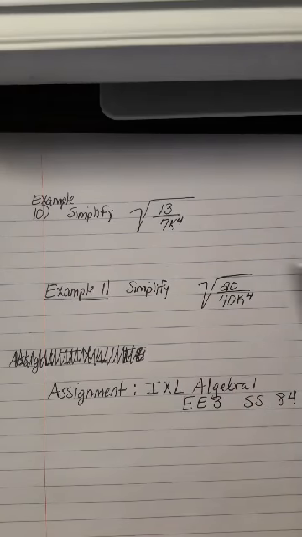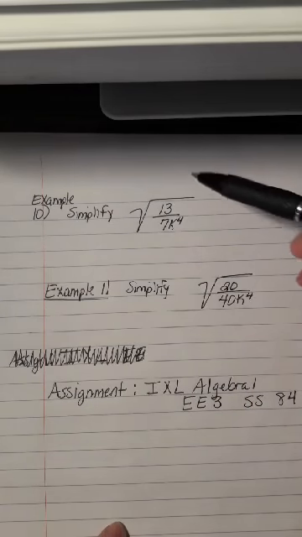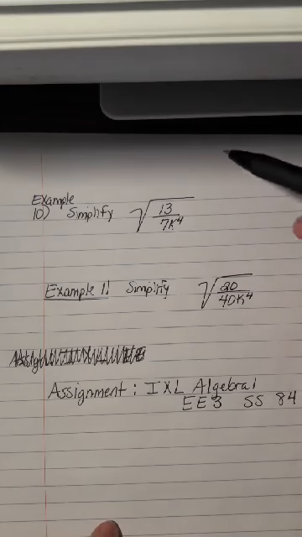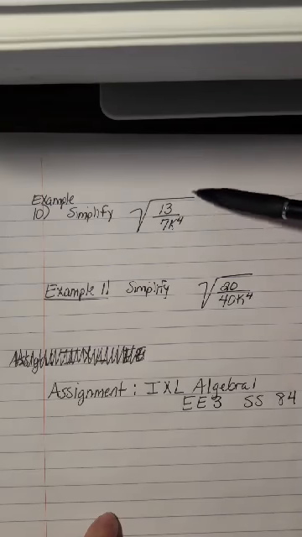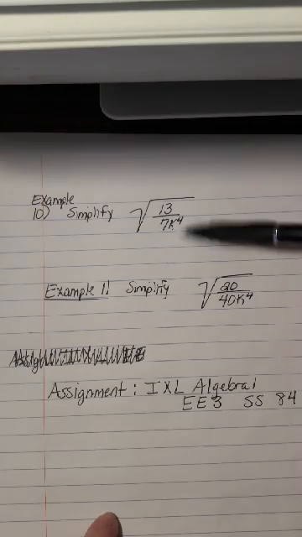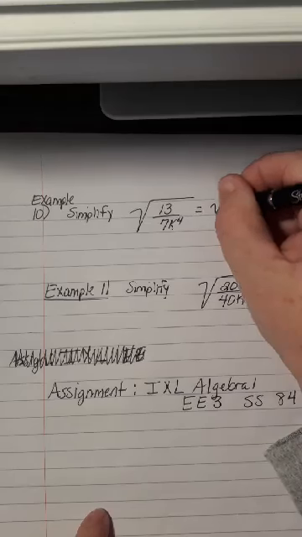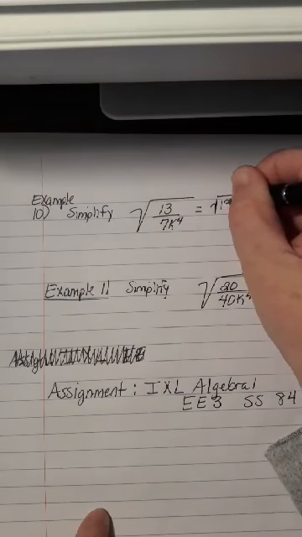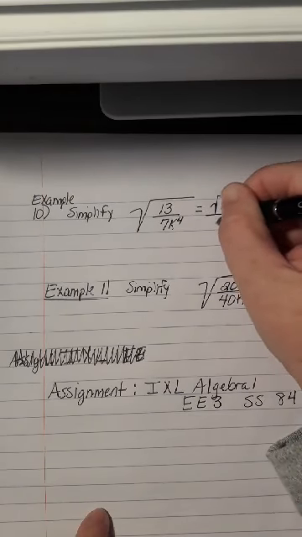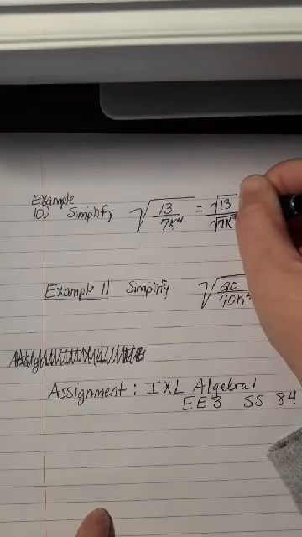All right, so we'll move on to example 10. We have 2 more examples. I just want to make sure that you understand this process of rationalizing the denominator, so that's why we're doing 2 more. On example 10, we've got the square root of 13 over 7k to the 4th. So I'm going to go ahead and separate it into 2 separate radicals. That's the square root of 13 over the square root of 7k to the 4th.